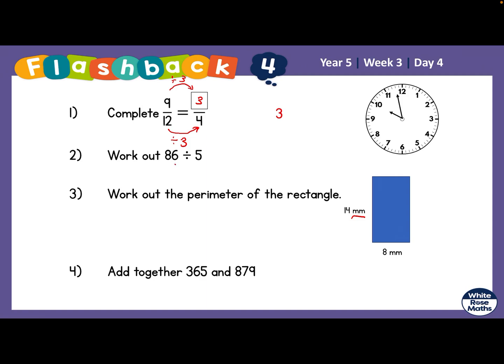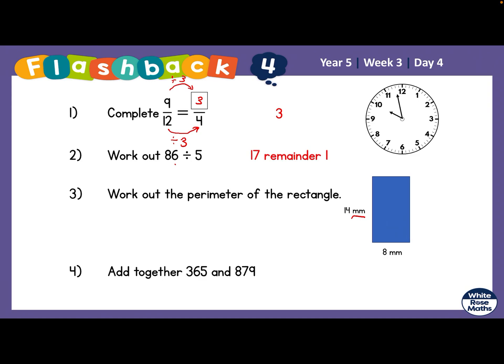Well done. We know that any number divided by 5, for it to work 100% and have an integer as our answer, so a whole number, it's going to have to end in a 5 or a 0. This is 1 away, so we can assume we're going to have a remainder of 1. And we do, we get a 17, a remainder of 1. Well done if you got that.